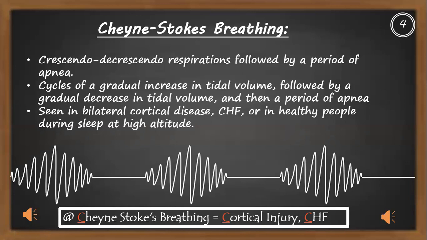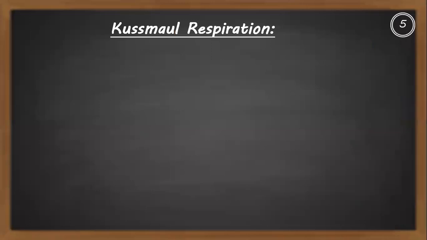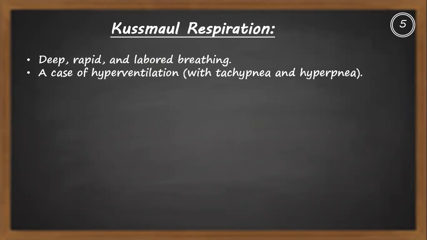So that was about Cheyne-Stokes breathing. Now we'll move on to the next pattern, that is Kussmaul's respiration. Kussmaul's respiration is a pattern of deep, rapid, and labored breathing. By labored breathing, I mean that the breathing is greater than normal and requires quite an effort to do. It's a case of clear-cut hyperventilation, because here you can see that there's also tachypnea with hyperpnea.